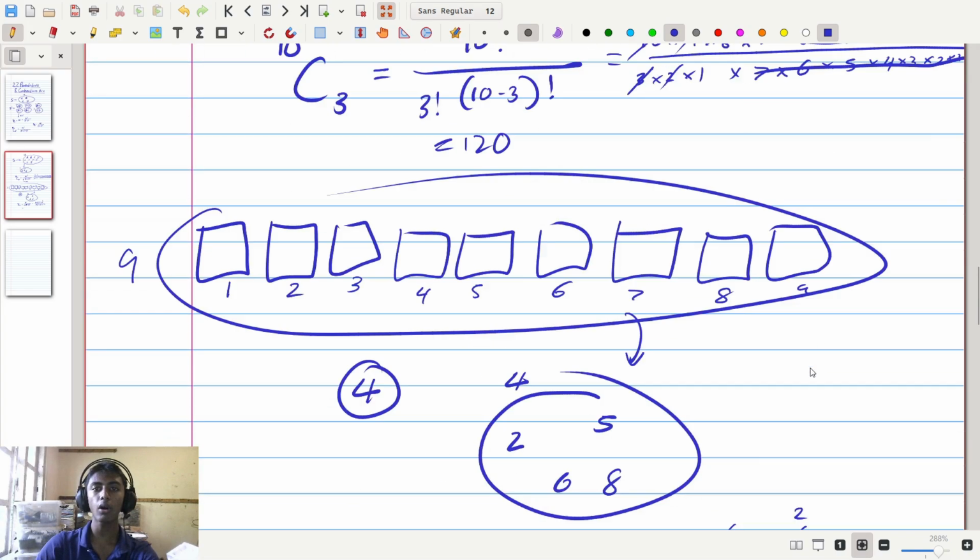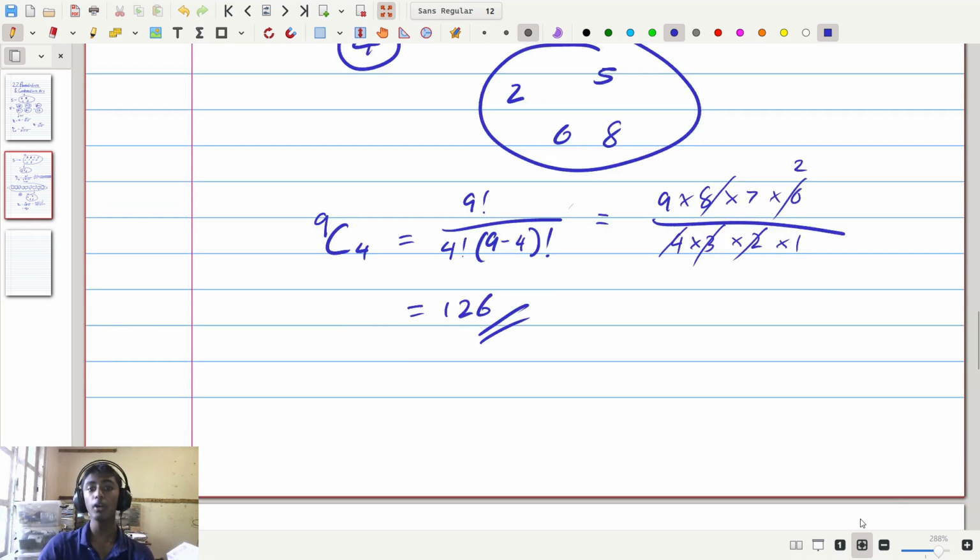Meaning that of these 9 seats, if we want 4 people to sit in 4 of the seats, the different sets that we could make where 4 of the seats are taken and the rest are empty is going to be 9 choose 4, which is going to be 126.